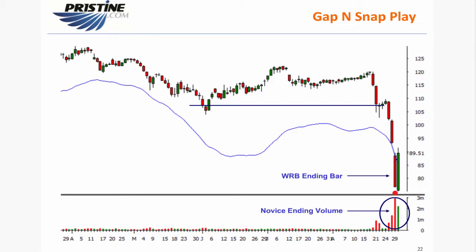So you've got options here. You've got choices as to how you want to go about playing this. Aggressively, you can enter it as a gap and snap. If you want to wait for a little more information, play it as a bear trap. But either way, you'd be looking to play this long for a move back up into this $100 area.